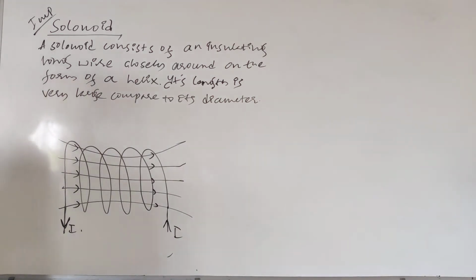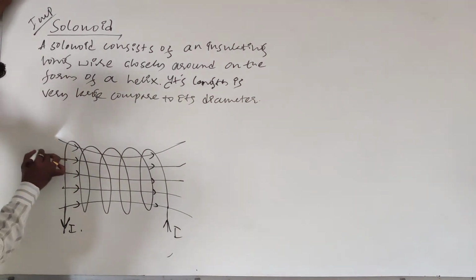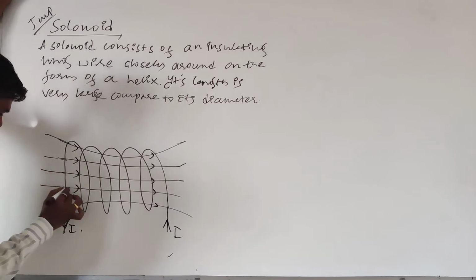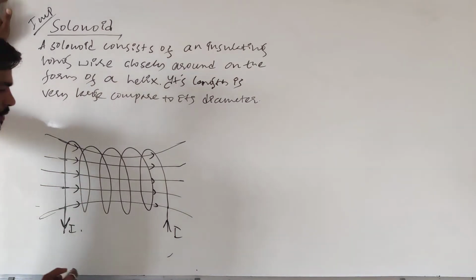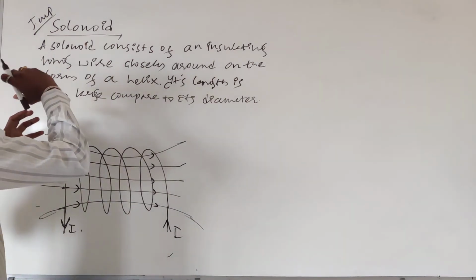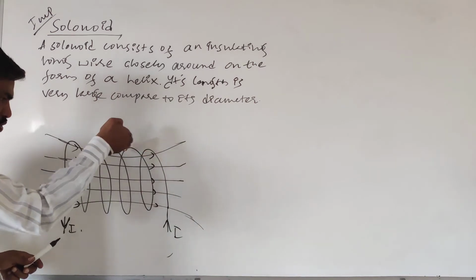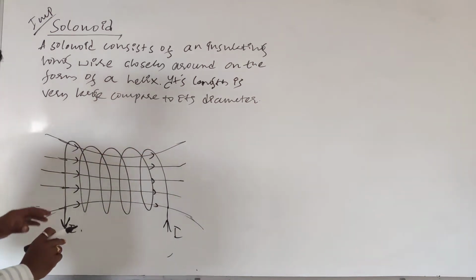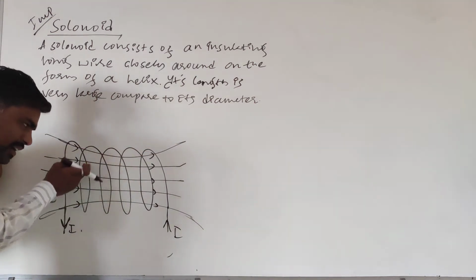So this is the form. Here we have an insulating long wire, right? So it is closely clamped.